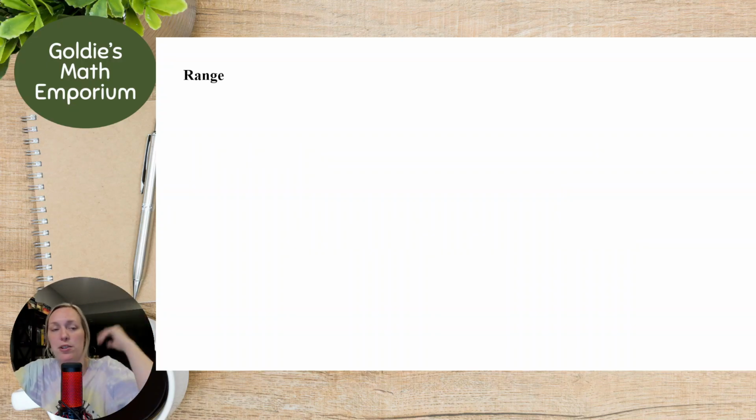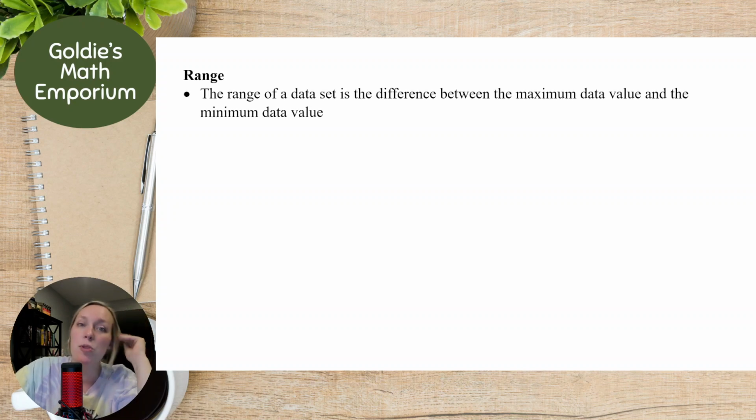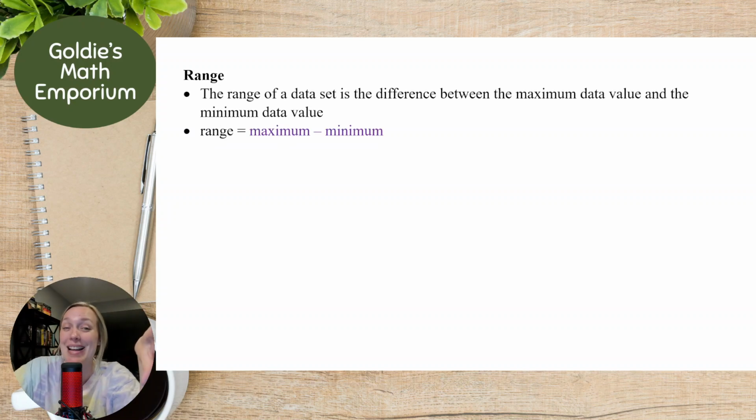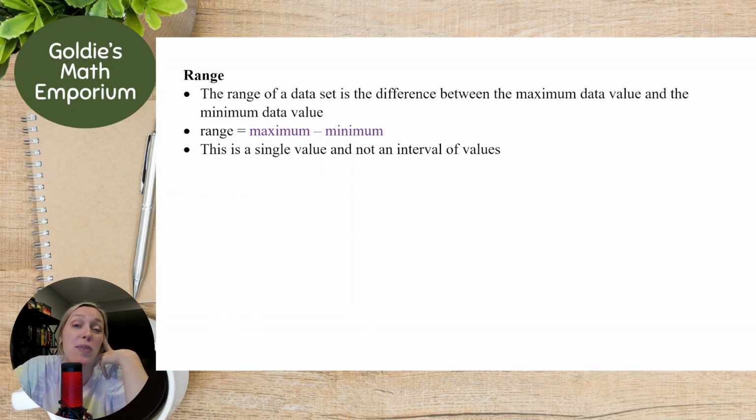Let's talk about range first, our first measure of spread. The range is the difference between the maximum and the minimum data value in a set. So we take the maximum and we subtract the minimum. We don't have a special symbol for range. We don't have a special symbol for max or min. We just call it max or min, but this is how you find it.